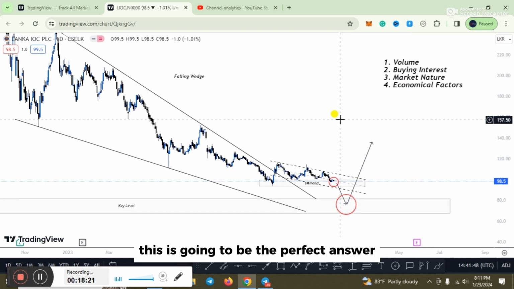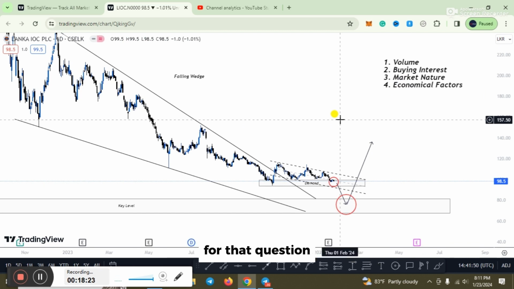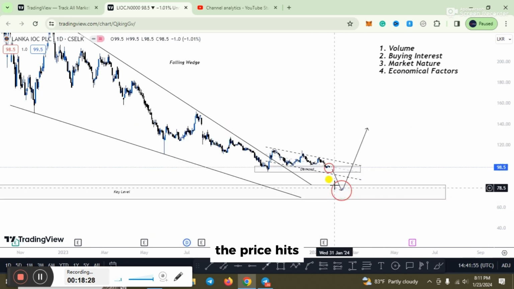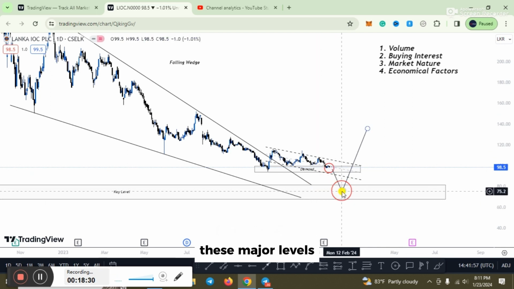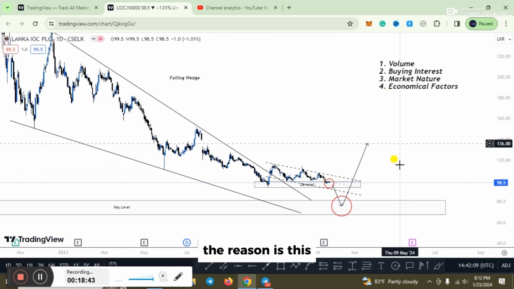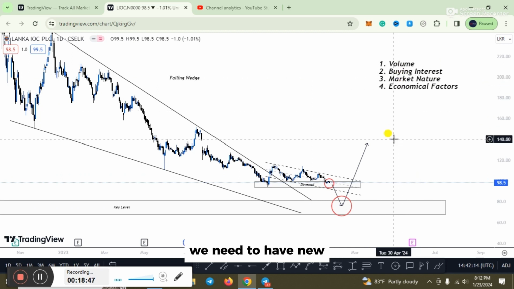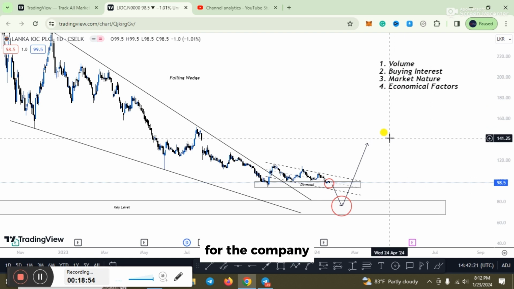Personally, this is going to be the perfect answer for that question. So the question is, once again, even though the price hits these major levels, why are the counters not reacting based on the major levels that we have identified on the key technical factors? The reason is this: we have to have good volume and also the buyers' interest. We need to have new fresh involvement or fresh inputs and investments for the company, right?